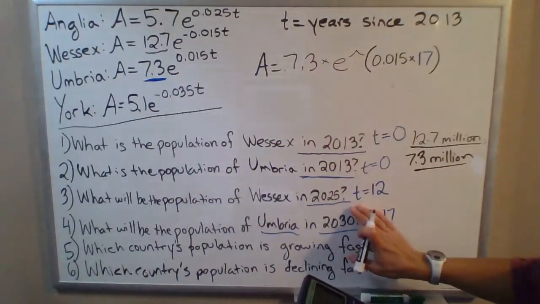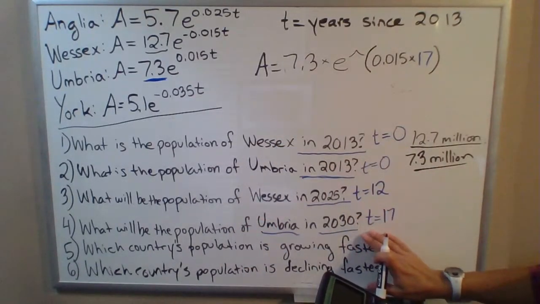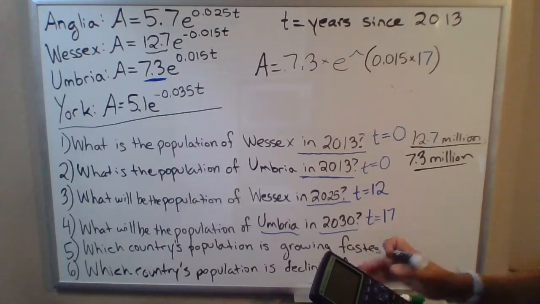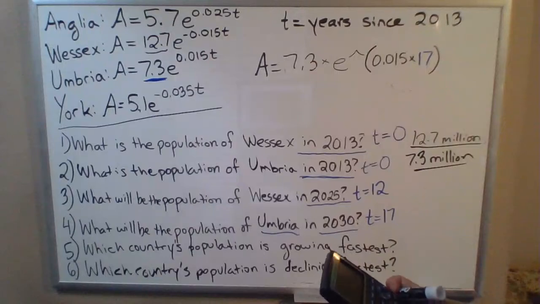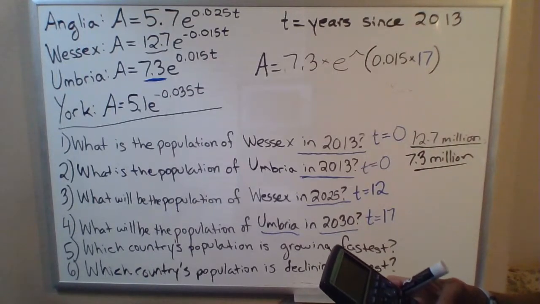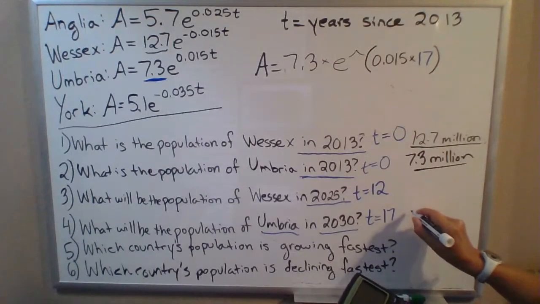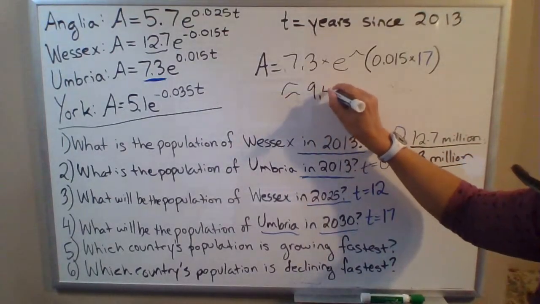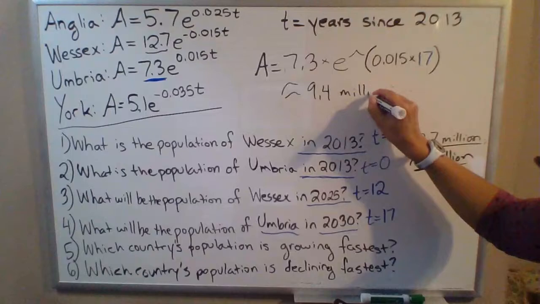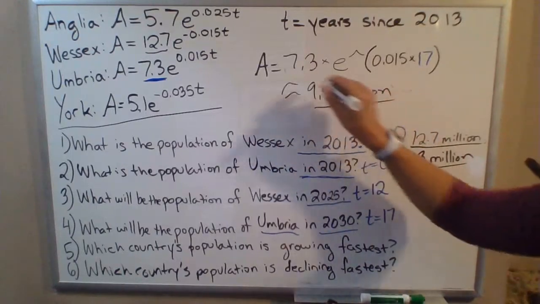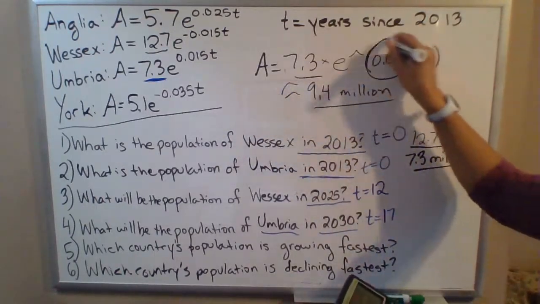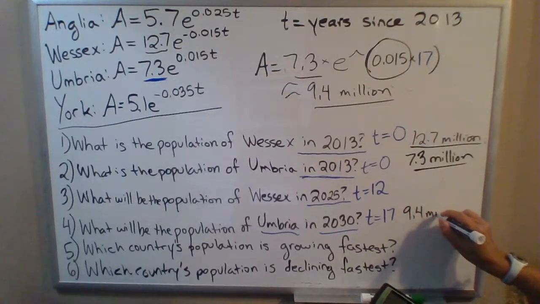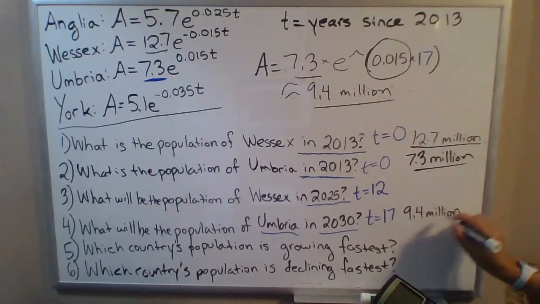Here, let's stick with this one. We need to correct the answer to question 3. Sorry about that. But this one is 7.3 e to the 0.15 times 17, which is about 9.4 million. We're expecting something larger than the starting value because we have a positive k. So 9.4 million sounds good for that one.